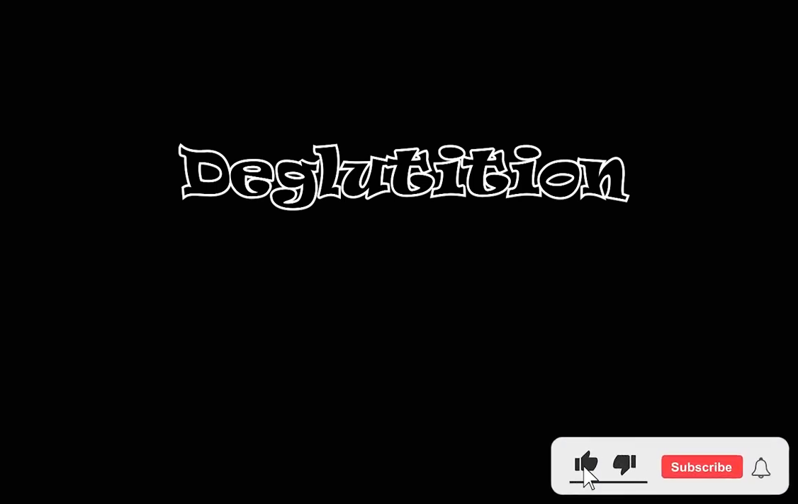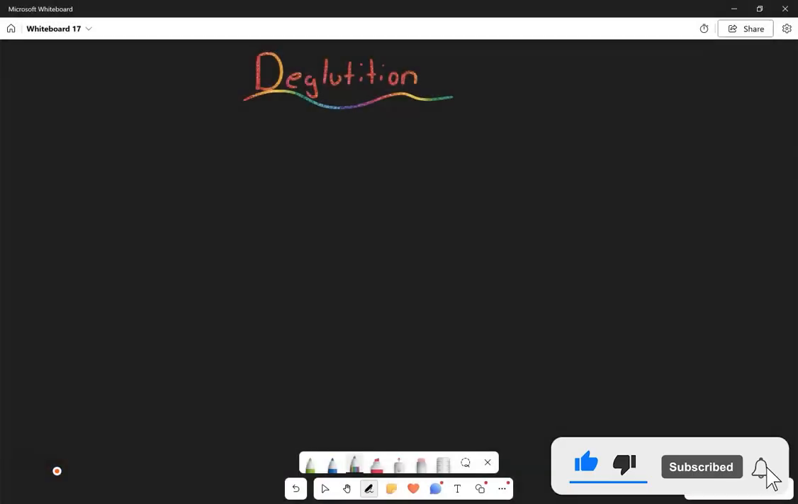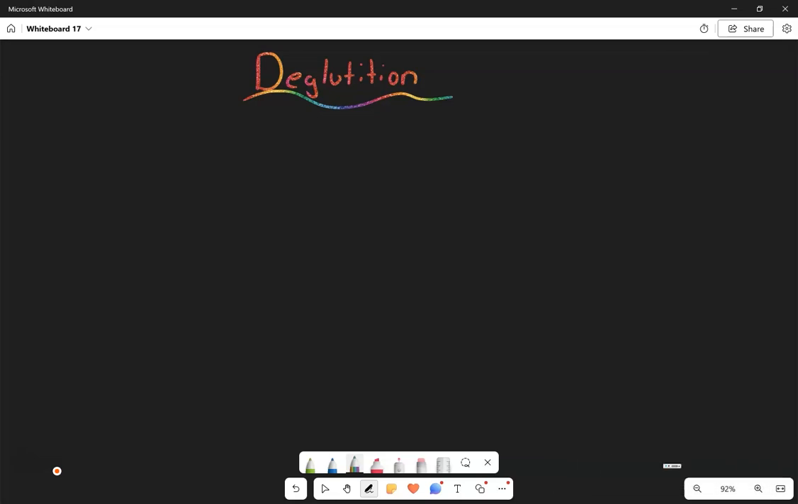Deglutition is the process of swallowing. Deglutition, fancy word for swallowing, but this is the process at which food, a bolus of food, moves from the oral cavity into the stomach, right? Moves from the oral cavity down into the stomach. So during the process of mechanical and chemical digestion in the oral cavity, you create this bolus of food, which is essentially like a round ball of food.